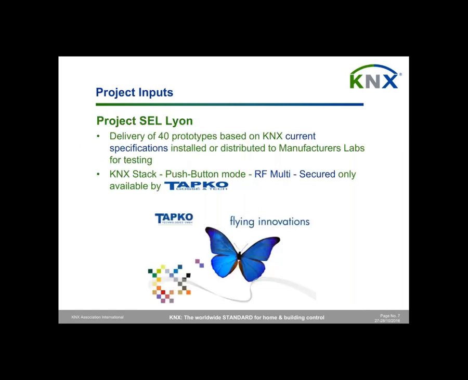Some project inputs. So the project, as I said before, was started and managed by SEL Lyon, Smart Electric Lyon. And the goal was to deliver 40 prototypes based on KNX current specification. I will explain after what means KNX current specification. And these prototypes have been delivered to be installed and distributed inside the manufacturers of the SEL association.